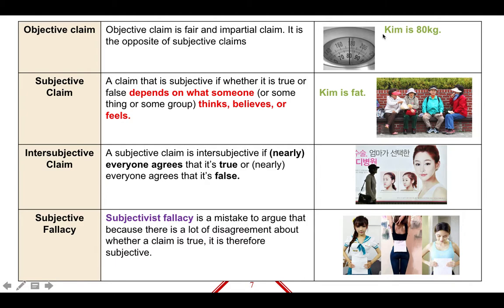We say that Kim is 80 kilograms. As you can see here, it's on the weighing scale. The weighing scale wouldn't lie to you. It's very objective. So there's the truthfulness of it. It comes across as very fair and impartial. Right, this is something objective.